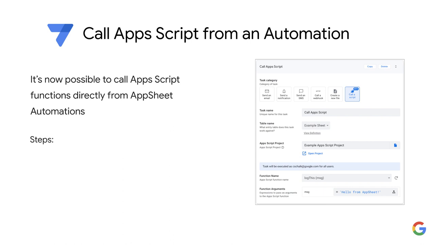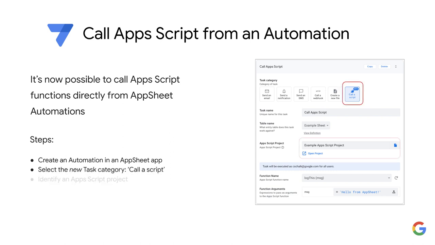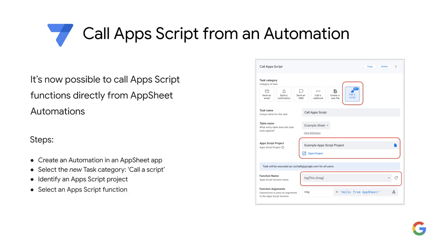The steps involved are, first, create an automation in an AppSheet app. Select the new task category, Call a Script. Identify an AppScript project that has at least one callable function. Select the AppScript function, and then add the function arguments.